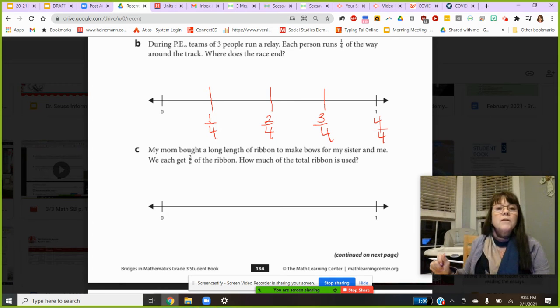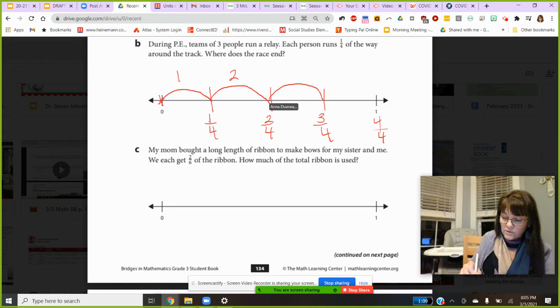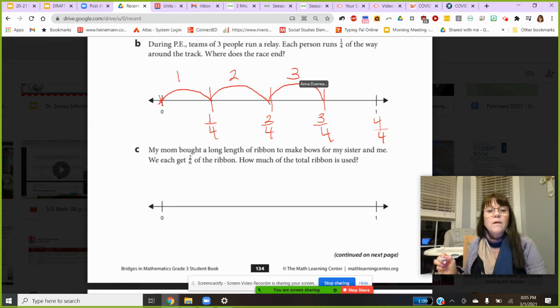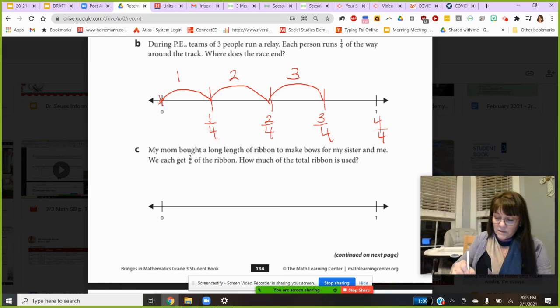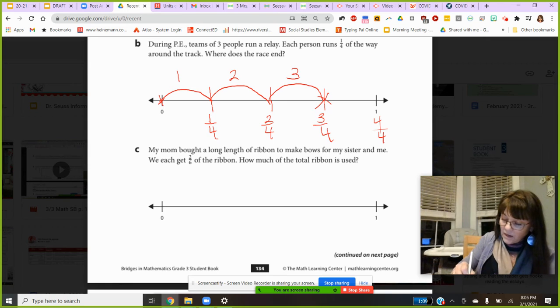Okay? So teams of 3 people run a relay. So this is the start. This is 1/4. This is person 1, person 2, and person 3. That was my start. This is my end. So where does the race end? At 3/4.